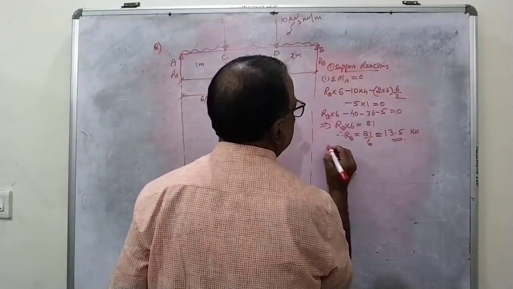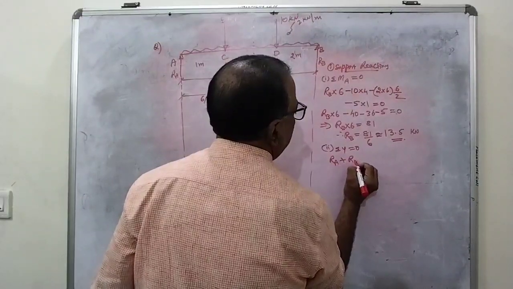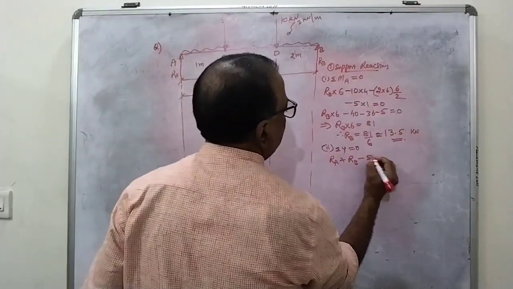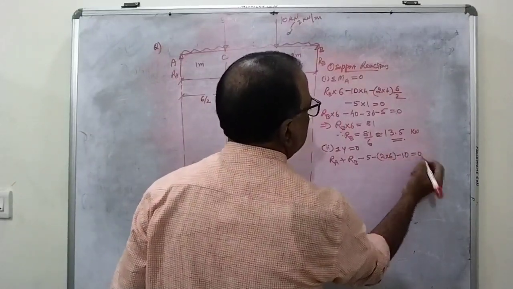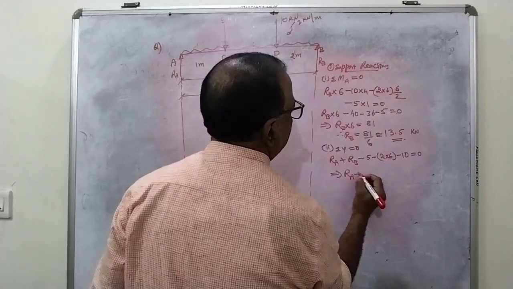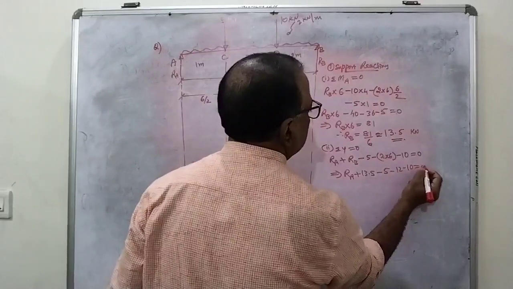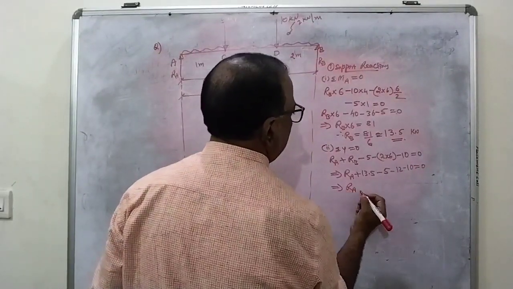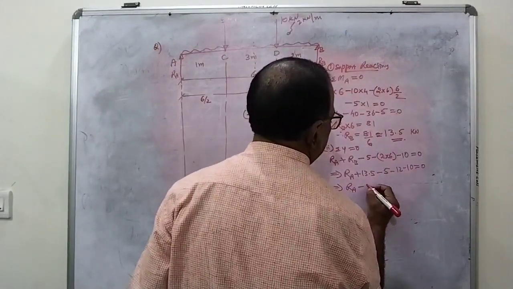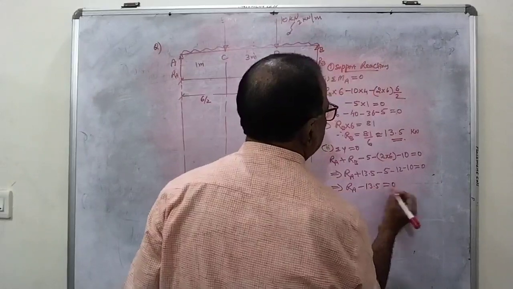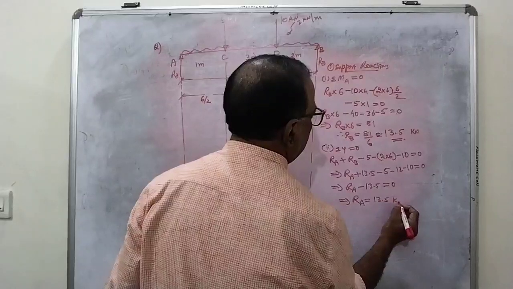So next is sigma y is equal to 0. RA plus RB downward is minus 5 minus 2 into 6 minus 10 is equal to 0. This implies RA plus 13.5 minus 5 minus 12 minus 10 is equal to 0. This implies RA, this is coming to 27, 13.5 minus 13.5 is equal to 0. RA is equal to 13.5 kilonewtons.